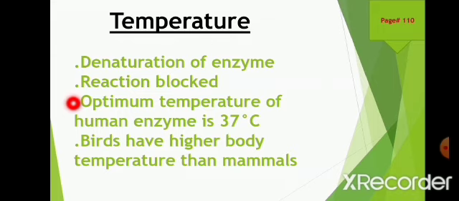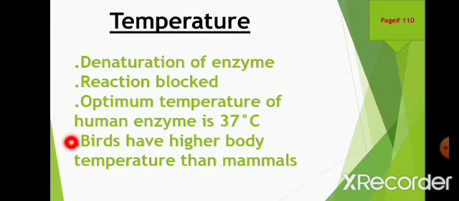The optimum temperature for the maximum working speed of human enzymes is 37 degrees Celsius. It means if the human enzymes are provided a temperature less than 37 degrees Celsius, the reaction rate will slow down. But if the human enzymes are provided temperature more than 37 degrees Celsius, reactions are blocked completely or will rapidly decrease.